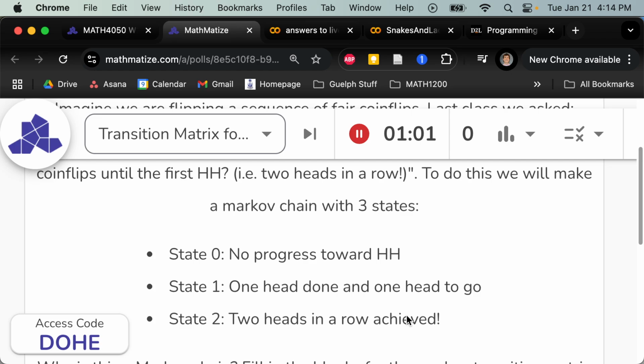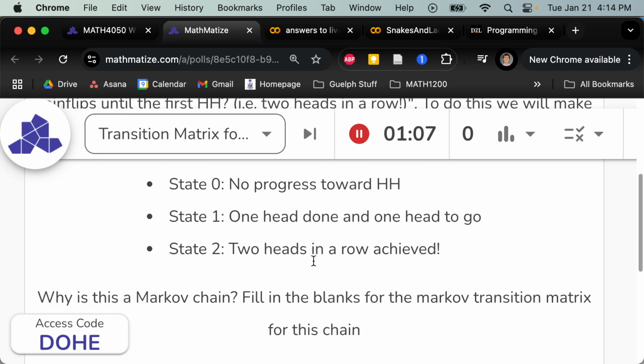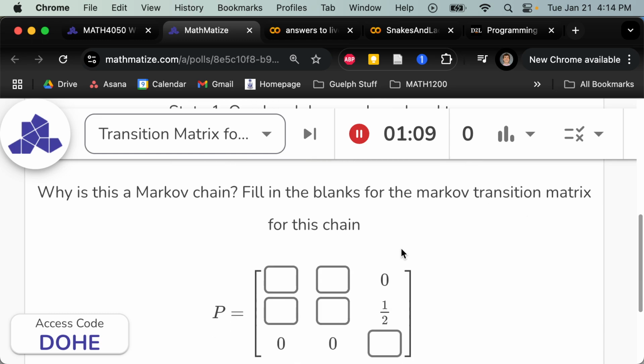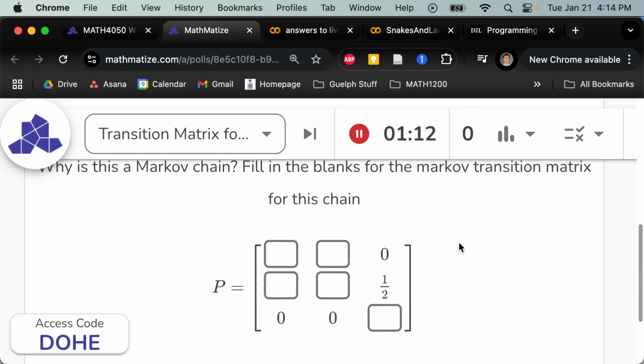It's a little bit like in snakes and ladders, where we said, how long does it take to get to state 9, that final square? The first question I want you to do is to fill in the blanks for the matrix. So here's that P matrix. I filled in some of them, but some of them are not filled in. You should fill in the rest. There's 5 boxes to fill in of this P.